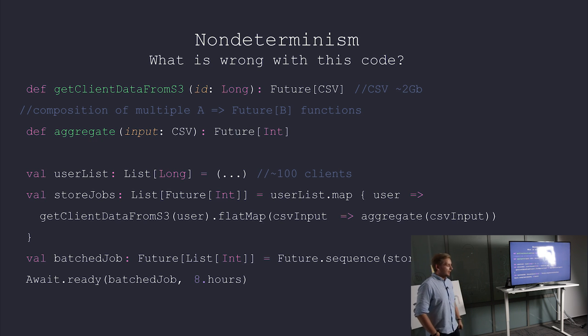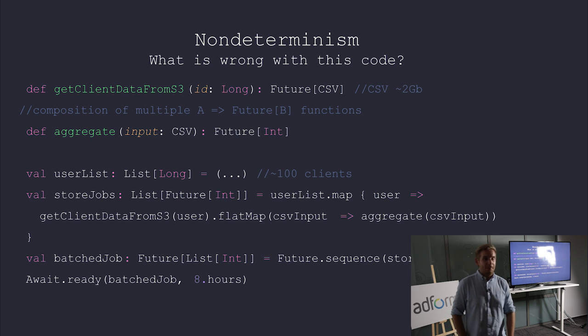It was a data pipeline, so nothing very crucial, but still. Yeah? I have a theory that all the futures start immediately and each one tries to pull the 2 gigs and you blow out the heap. Yeah, exactly. This is the problem.